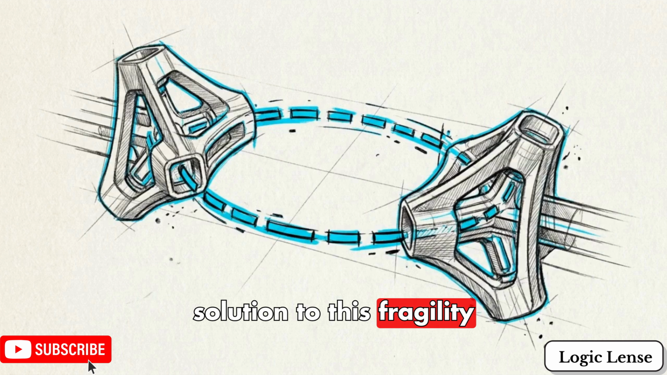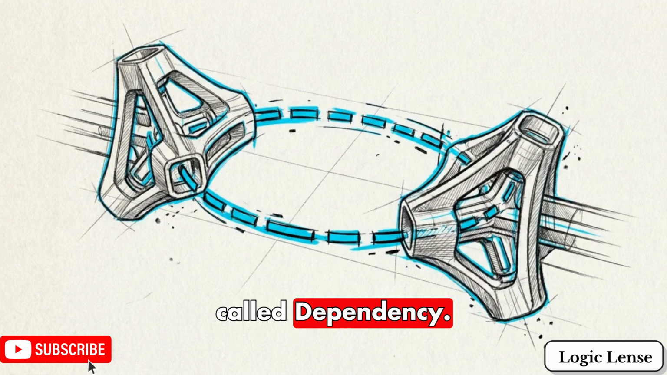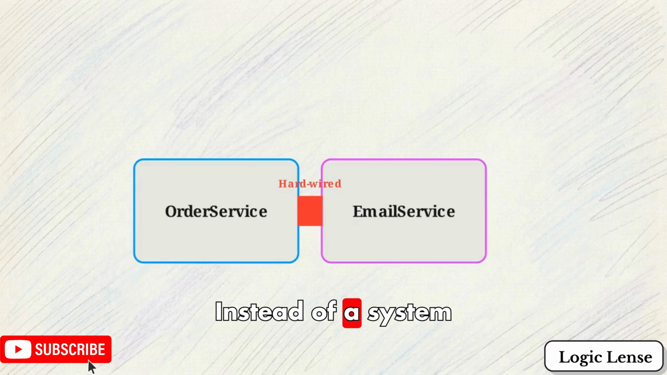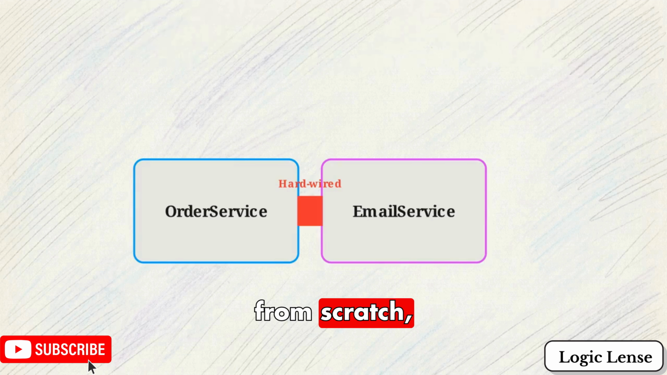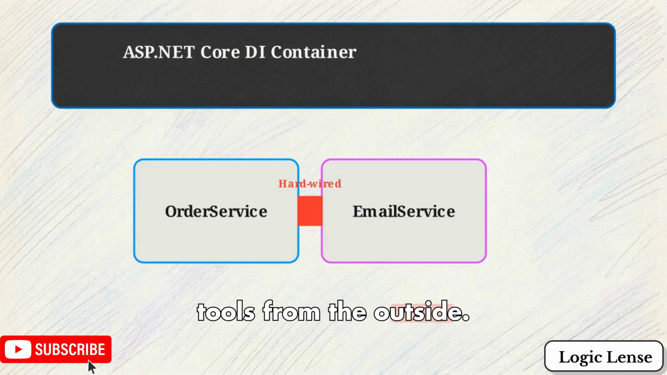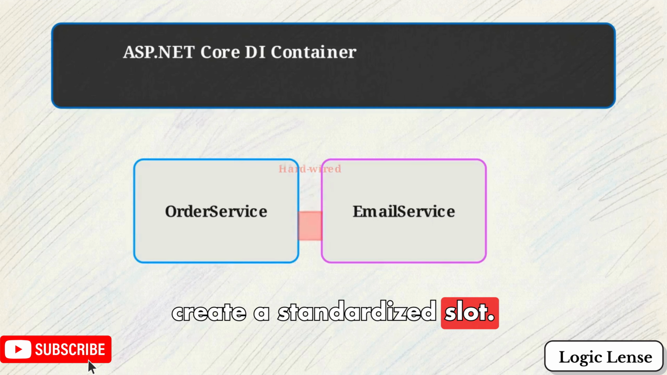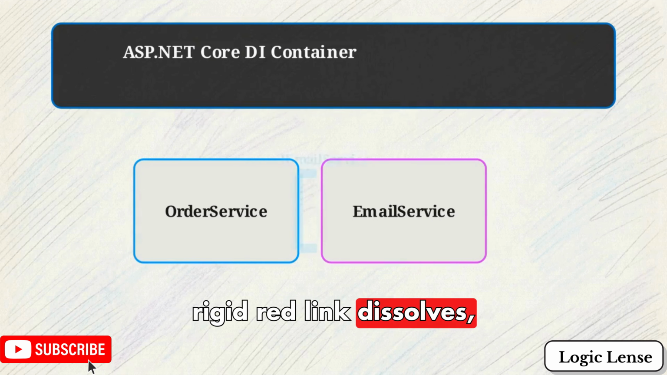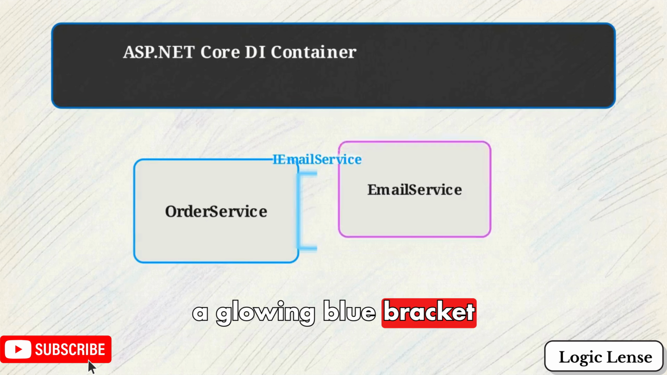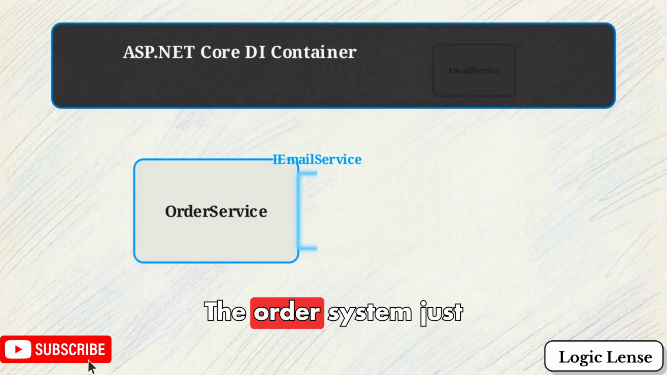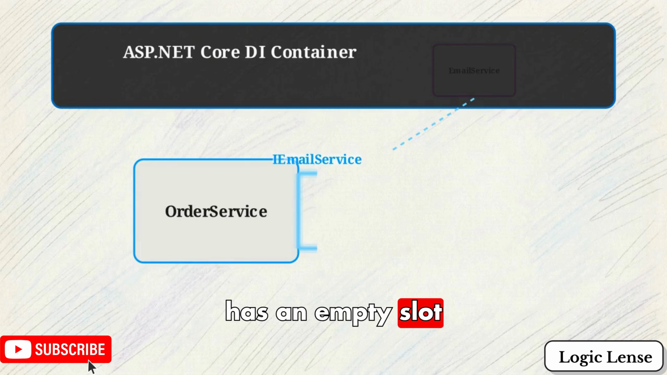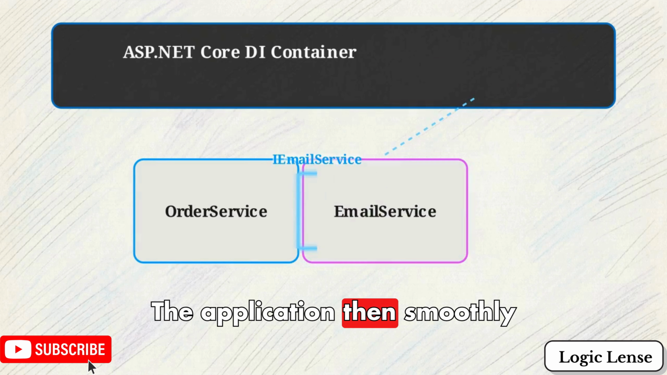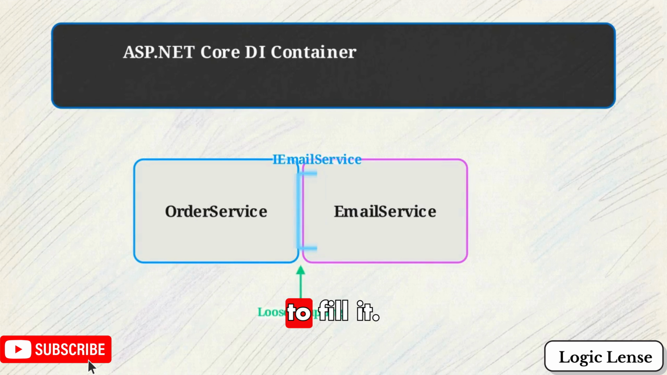The solution to this fragility is a design pattern called dependency injection. Instead of a system building its own tools from scratch, it simply receives those tools from the outside. We create a standardized slot. The rigid red link dissolves, replaced by a glowing blue bracket called an interface. The order system just knows it has an empty slot for an email tool. The application then smoothly provides the exact tool to fill it.